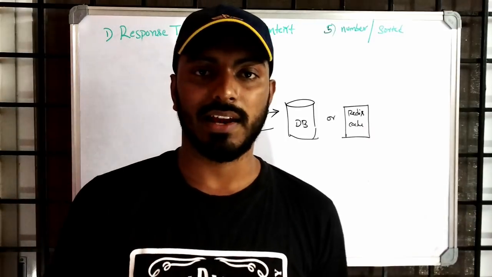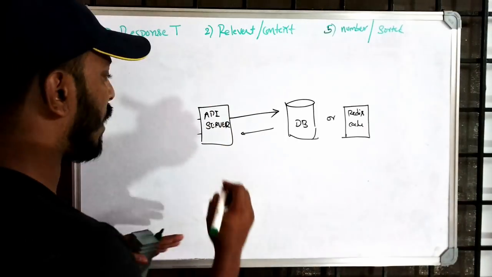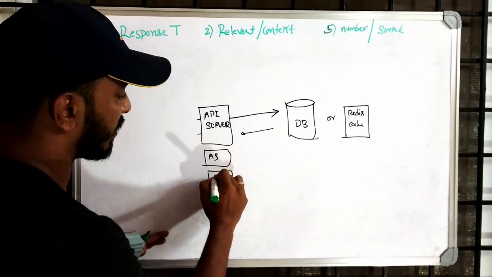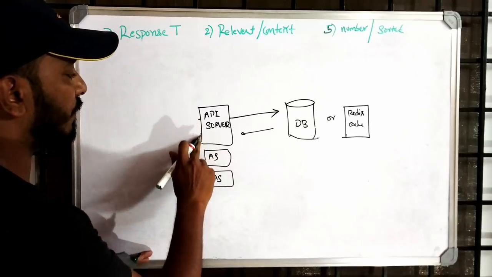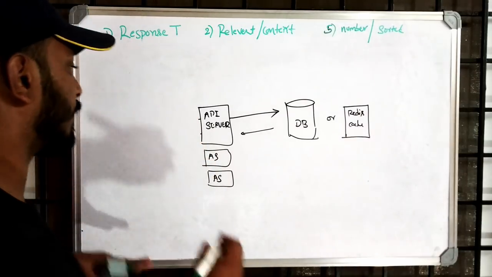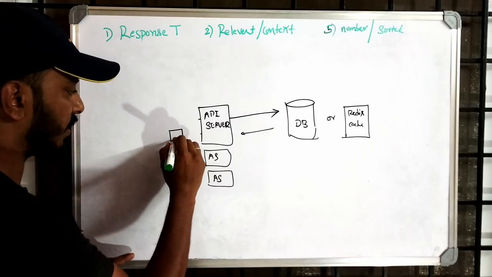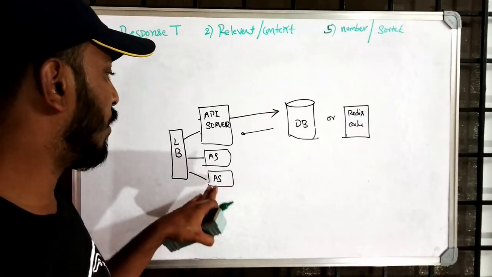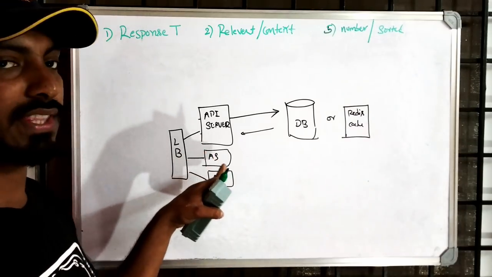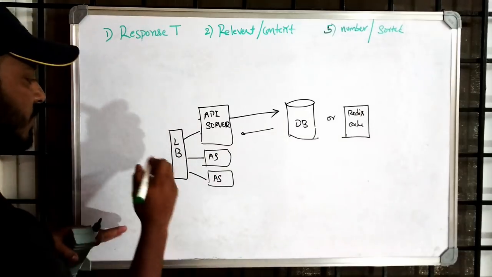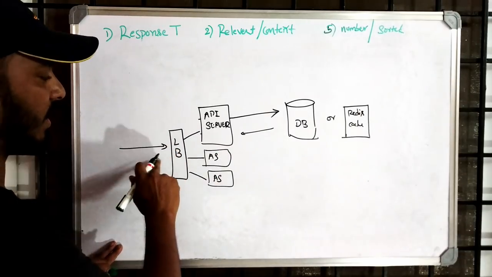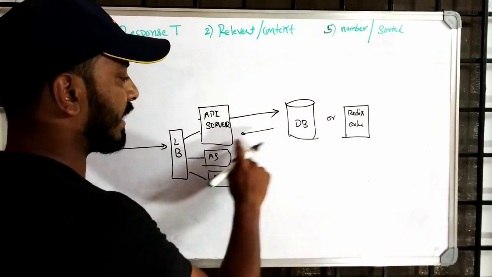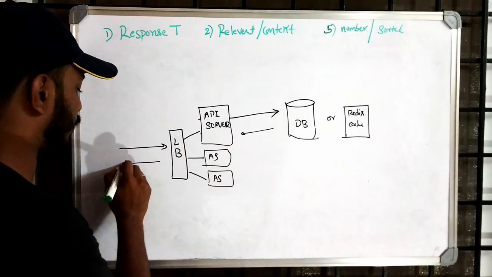Since we need to scale it or make it highly available, we need to have multiple API servers which are horizontally distributed. Now when we have multiple API servers, obviously we need a load balancer in front of it, that is LB. So the load balancer, based on the load on these servers, distributes the requests to these different servers. So the request will hit the load balancer, and the load balancer offloads the request to an API server, and the API server talks to the DB or Redis and gets back the results and serves back to the user.